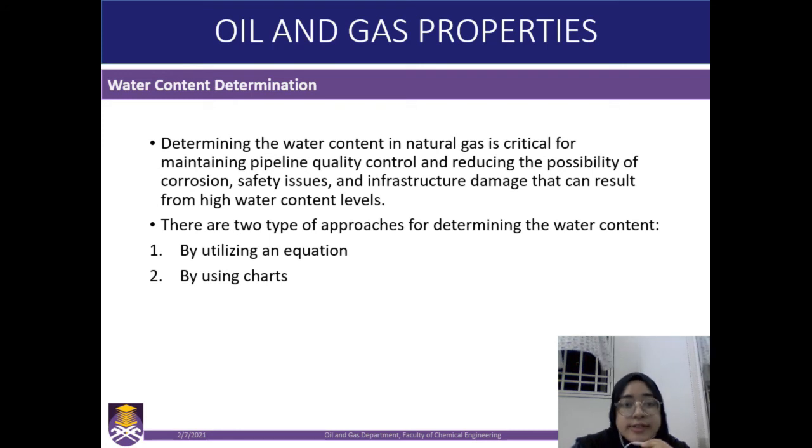We also need to determine the water content in the oil and gas properties. Determining the water content in natural gas is very critical for maintaining the pipeline quality control and also reducing the possibility of corrosion, safety issues, and infrastructure damage that can result from high water content levels. So for this plan, we have two types of approaches for determining the water content. The first one is by utilizing an equation. The second one is by using the charts.